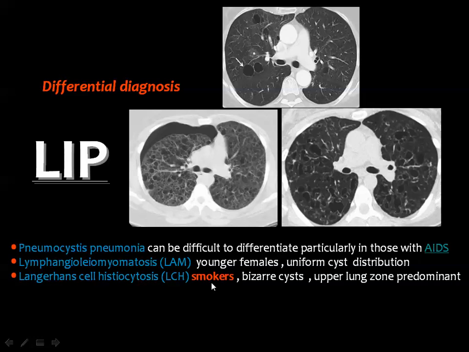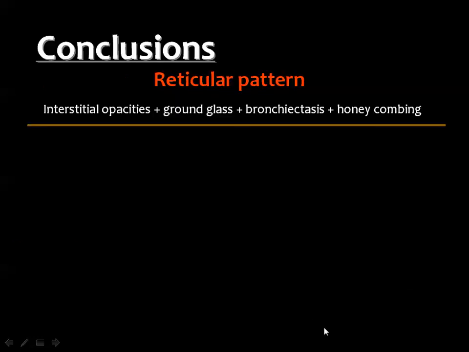Histiocytosis, patients are smokers. They are young, a child and young adult. The cysts are bizarre. They affect the upper and the middle lung zones and they spare the lung bases.